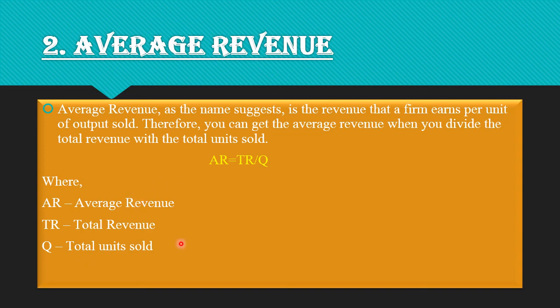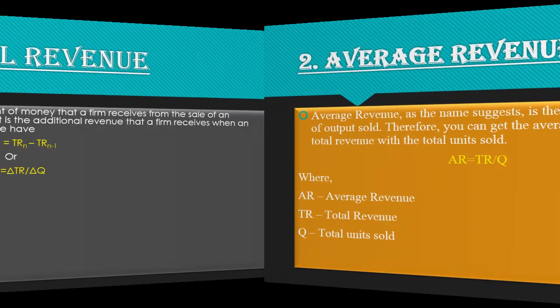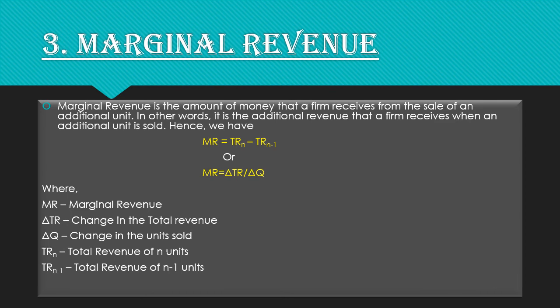So here is the description of the formula. The next term is marginal revenue. What is marginal? Marginal means additional. How much additional money is earned by the seller by selling one additional unit of good in the market?